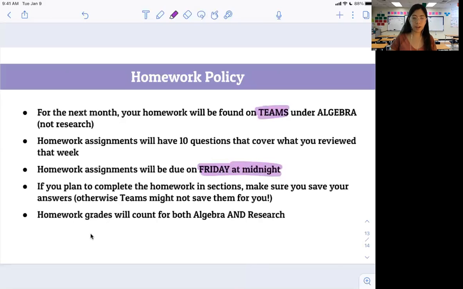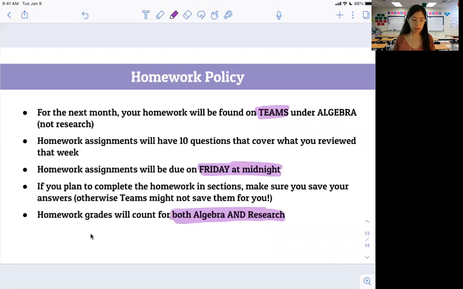Finally, your grades will count for both algebra and research. So even though it's only 1 assignment each week, it counts for both classes. So if you get a C on it, you're getting a C in algebra and you're getting a C in research. Questions on that? I see a question in the chat.